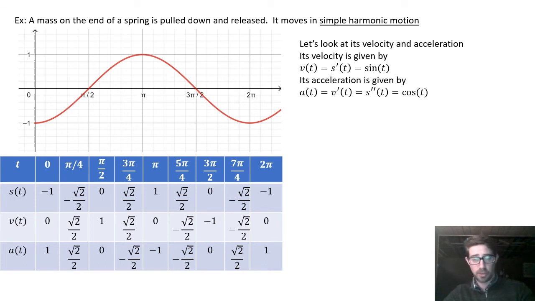And in general, that's what we see. Anytime velocity and acceleration have opposite signs, like one's positive, one's negative, our object is slowing down. If they have the same sign, then our object is speeding up.